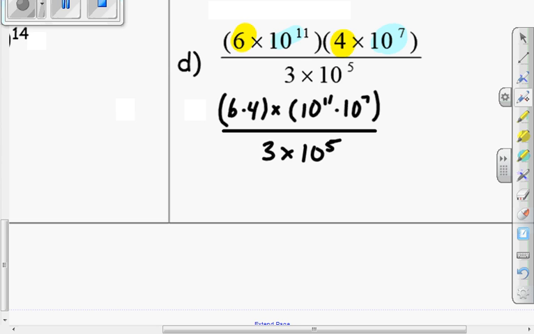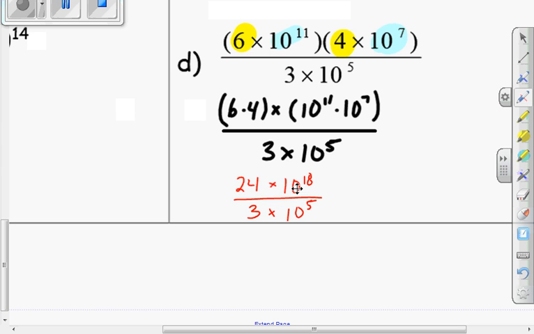So let's go ahead and do that multiplication. 6 times 4 would give us 24. 10 to the 11th times 10 to the 7th. Remember, we're going to keep our base and add our exponents here, since we have the same base. So this is really 24 times 10 to the 18th divided by 3 times 10 to the 5th power.